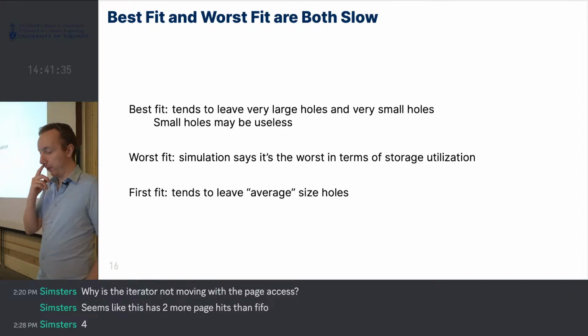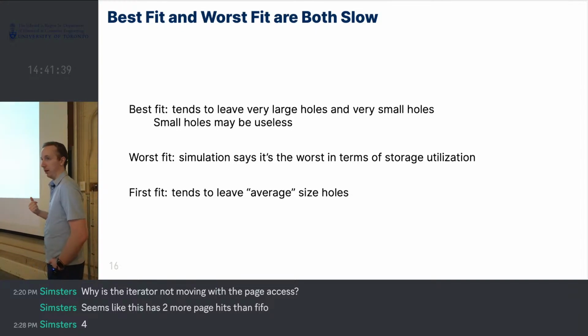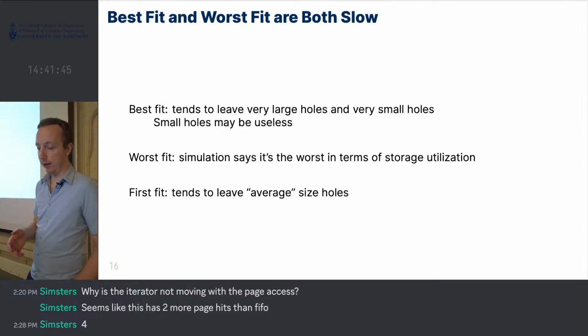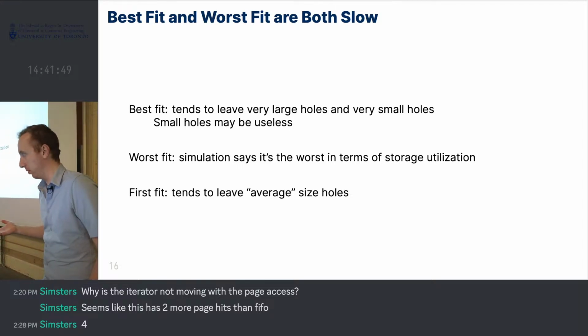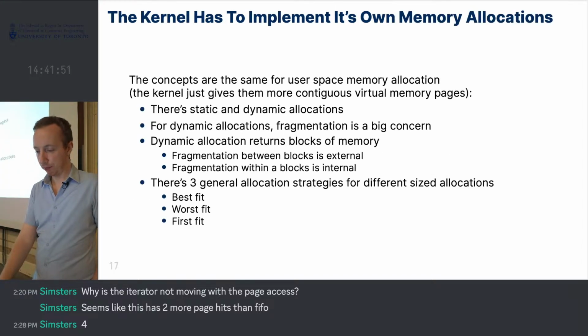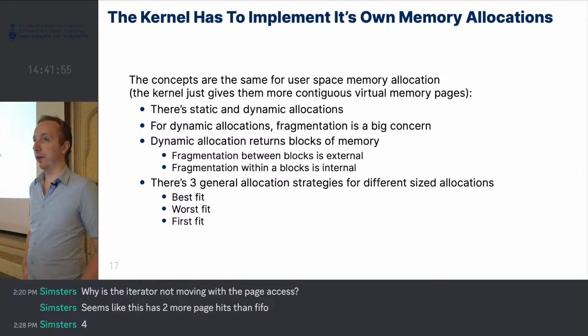And if you implement first fit, well, one, you can implement it faster because you don't have to search the entire list every single time. It's just the worst case. And if you simulate it, it tends to leave average size holes and turns out to be not too bad. All right, so any questions for today or in the future?